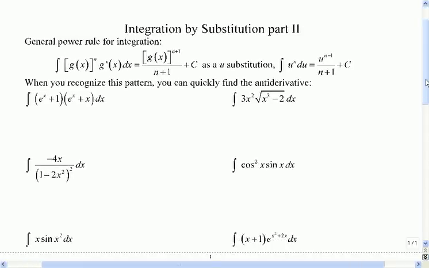So today we're going to extend what we learned last day about this idea of substituting to help us find an integral. And the first thing that we're going to look at is maybe a way that we could possibly speed up what we did yesterday.